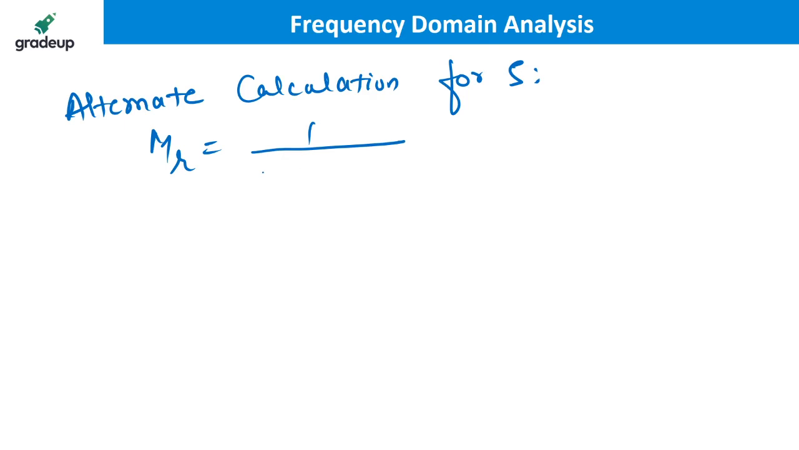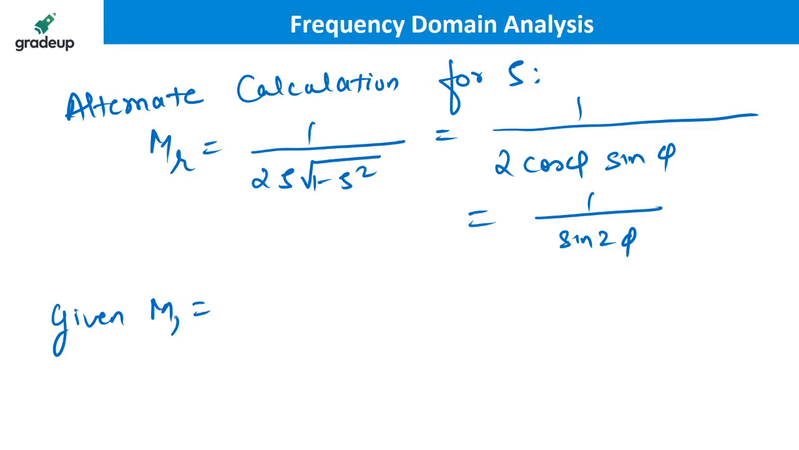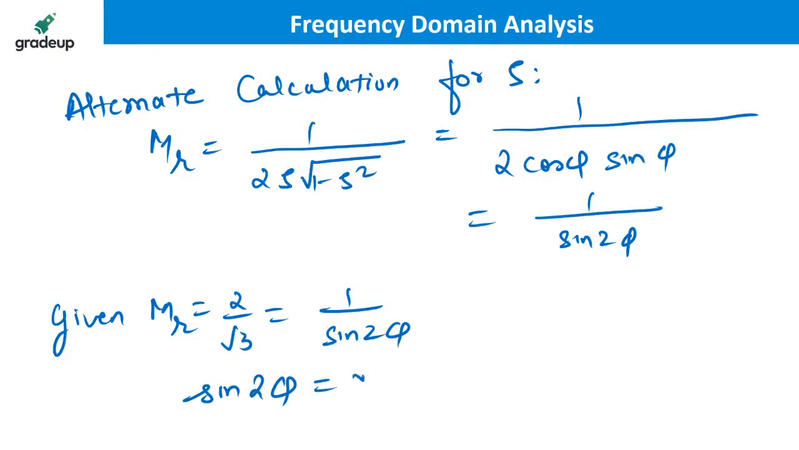But MR is 1 by 2 zeta under root 1 minus zeta square, which can be written this way: zeta is cos phi, so under root 1 minus zeta square is sin phi, and 2 sin phi cos phi is sin 2 phi. So for this question, given MR is 2 by root 3 and that is equal to 1 upon sin 2 phi. So what is the value of sin 2 phi?